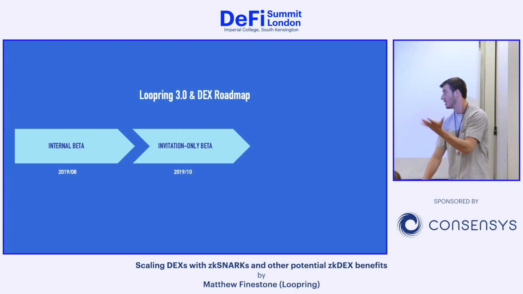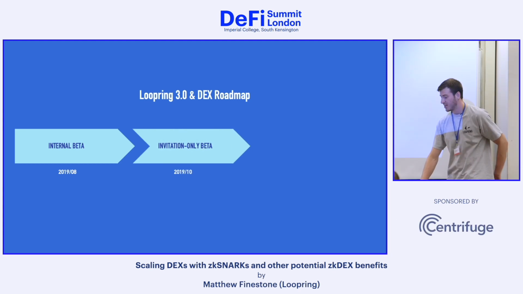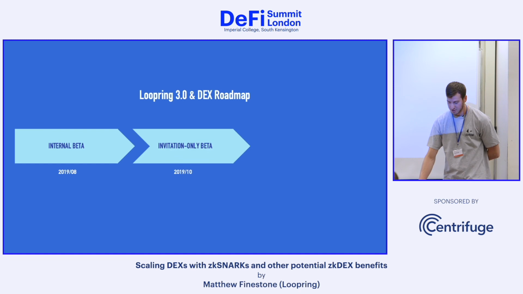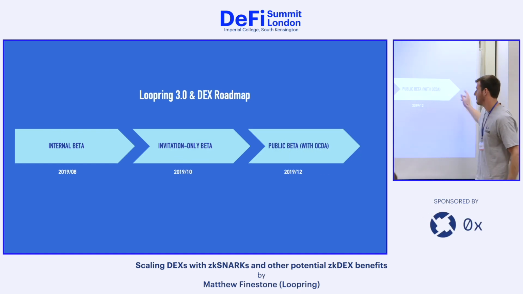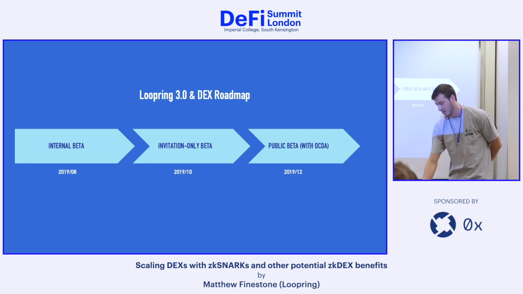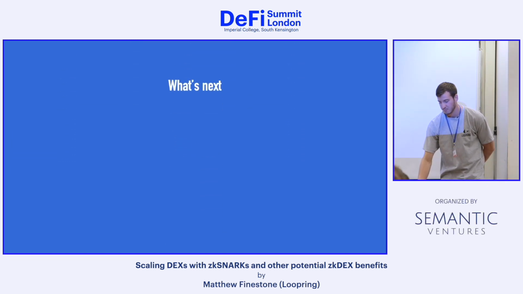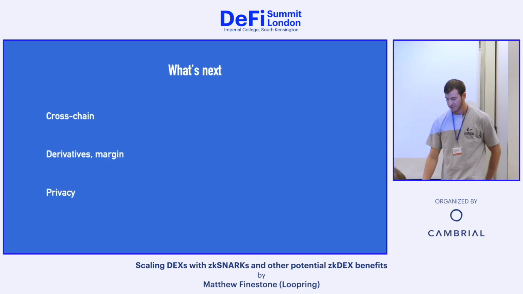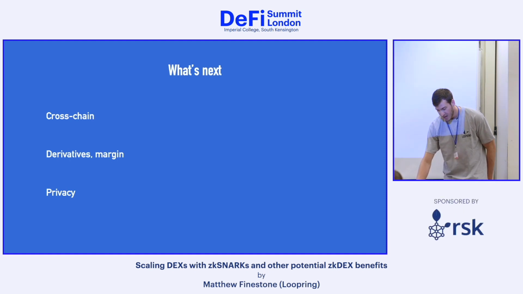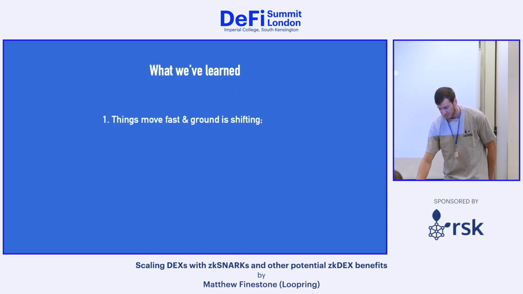It's currently being audited in an internal beta, invitation next month or so, and with on-chain data availability fully to the public by the end of this year with a few DEXs building on top. What's next? Things we could look at: cross-chain, implementing derivatives and margin trading, and privacy, as we said. And that's pretty much it.